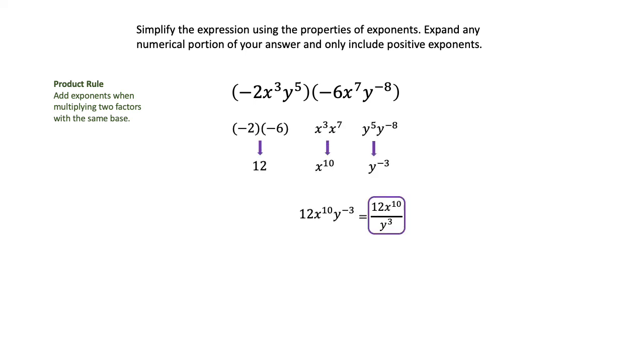Alright, in this example, the negative 2 and negative 6 multiply together to get a 12. You've got x to the 10th, and you also have a y to the negative 3rd. The y to the negative 3rd needs to move to the denominator, so your final answer is 12x to the 10th over y to the 3rd.